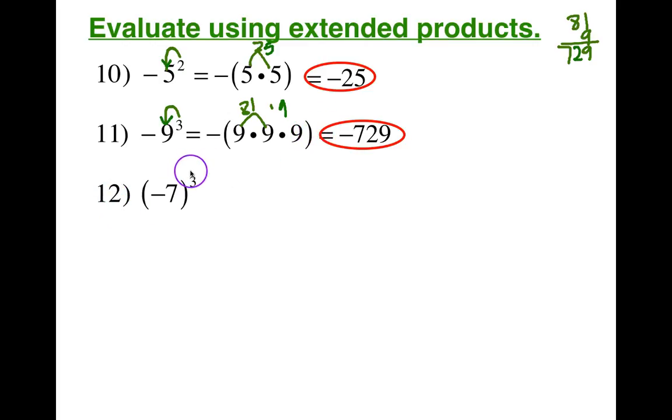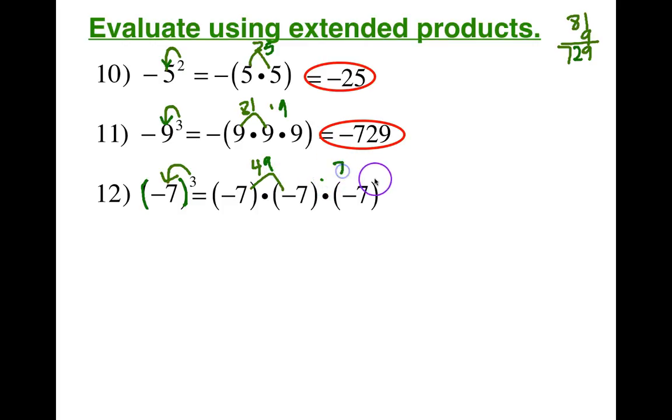Number 12, what's being cubed? Well, it's a negative 7. How do I know this one's negative? Because there's parentheses surrounding it, which tells me that my base is negative. So I'm going to go ahead and repeat negative 7 3 times. 7 times 7 is 49, times another 7 is going to give me 343.